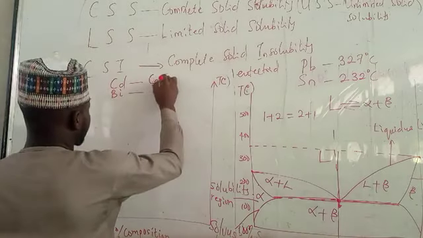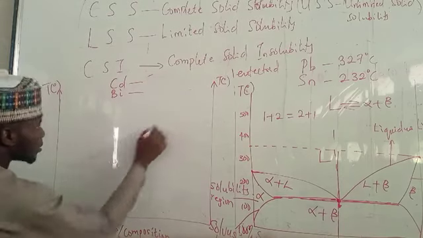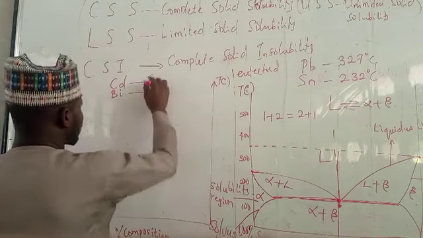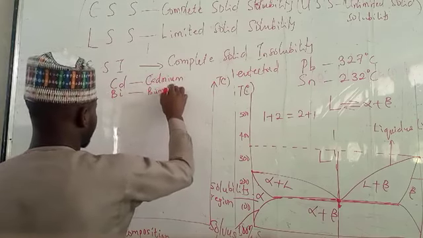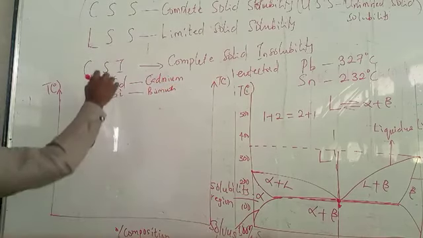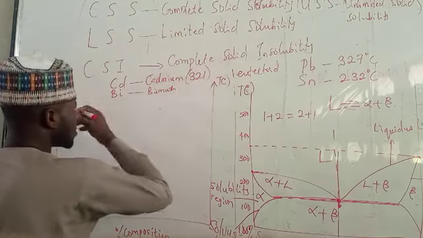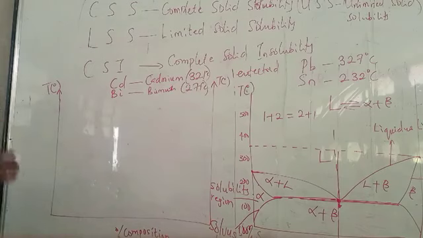Right? Cadmium. So let's write it here. Cd is cadmium, and Bi is bismuth. So what is the melting temperature of cadmium? The melting temperature of cadmium is 321, and the melting temperature of bismuth is 271 degrees Celsius.